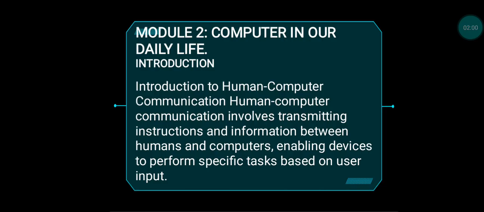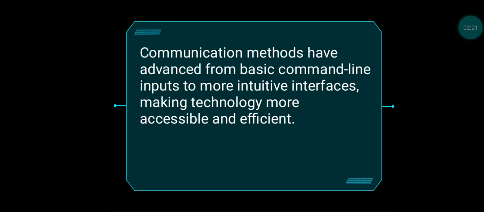Introduction to human-computer communication. Human-computer communication involves transmitting instructions and information between humans and computers, enabling devices to perform specific tasks based on user input. Communication methods have advanced from basic command line inputs to more intuitive interfaces, making technology more accessible and efficient.